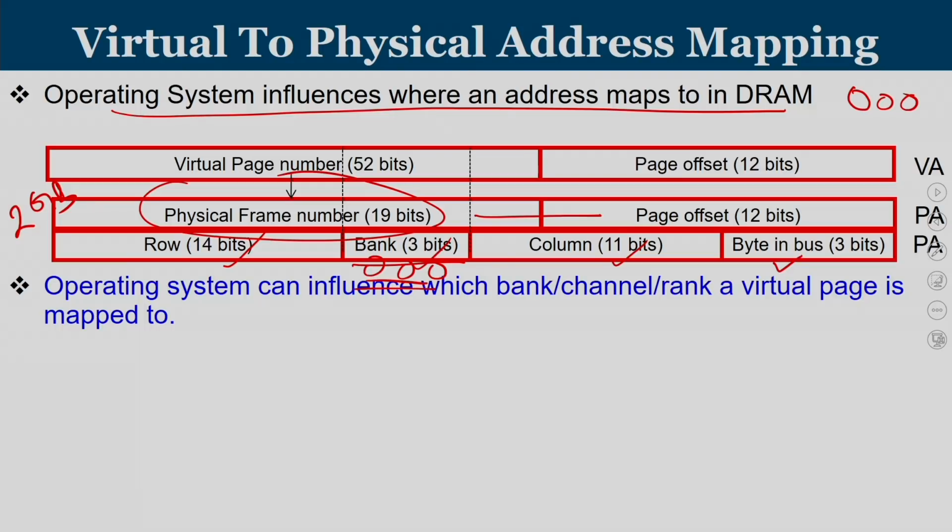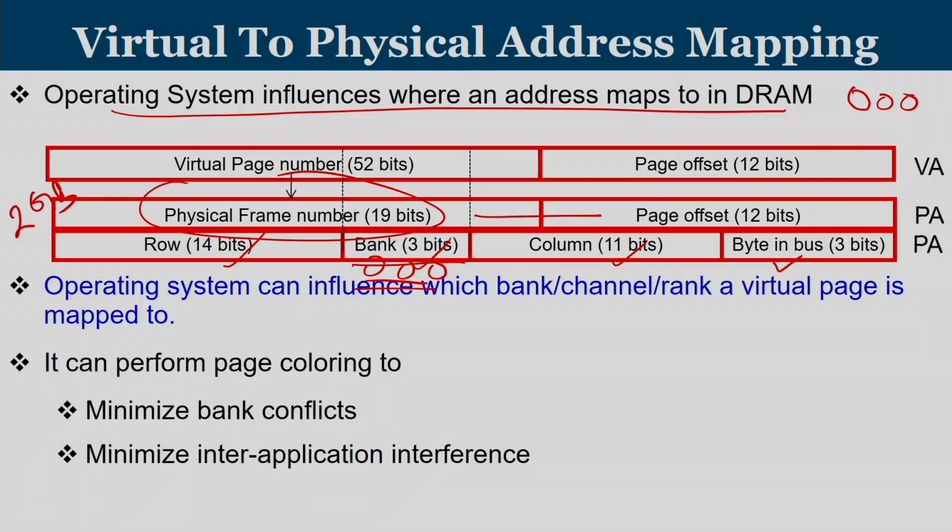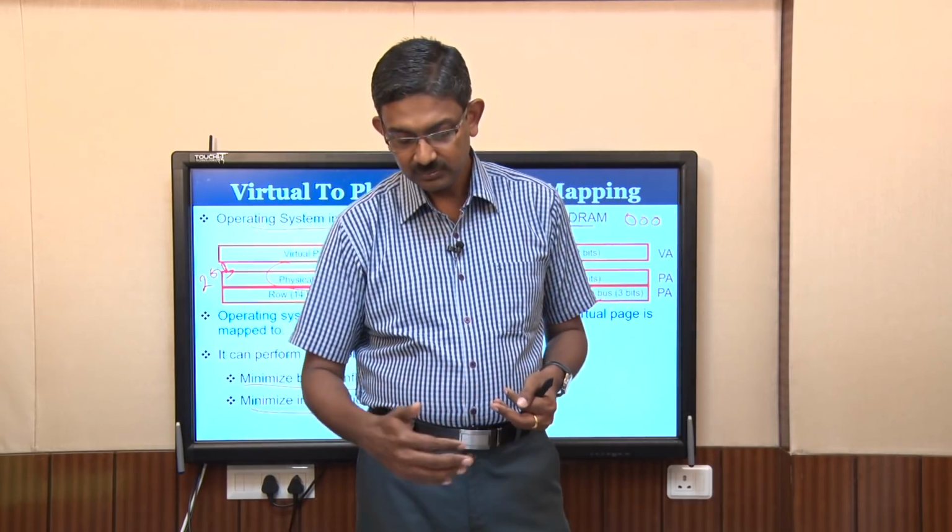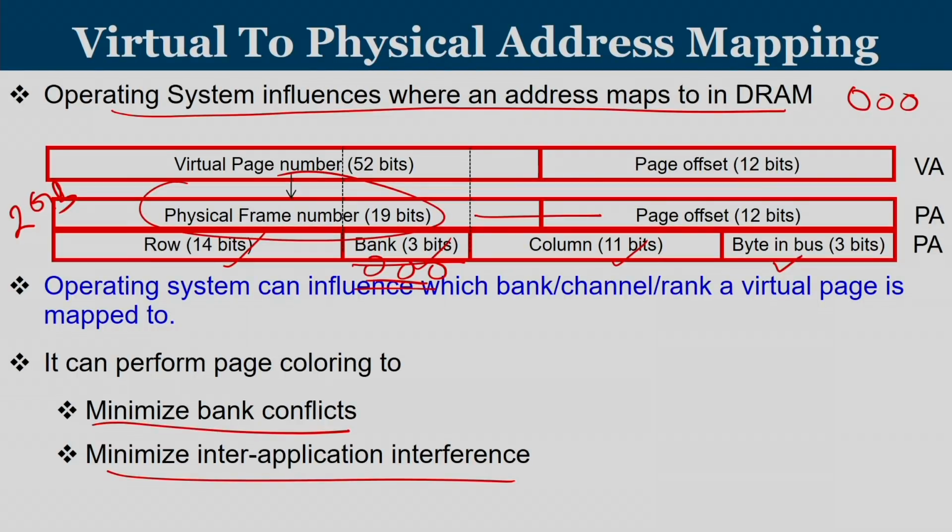So how is it being done? The operating system can influence which bank or channel or rank a virtual page number is mapped to. It can perform page coloring to minimize bank conflict or to minimize inter-application interference. So if you know certain applications are going to interfere with each other, and you want them to be either in the same bank or in a different bank, you have to take care of this during the address assignment operation, when you do the virtual page number to physical frame number translation. So the operating system has a big role to play. The underlying physical organization of the main memory has to be connected with the operations inside the DRAM. So we have completed the address mapping.